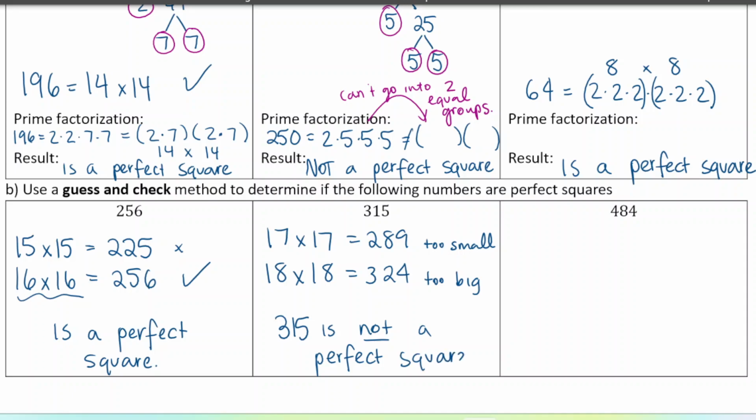Let's try 484. I'm just going to take a wild guess and go 22 times 22. Seems like kind of symmetric. Oh yeah, it is. 484. So 484 is a perfect square.